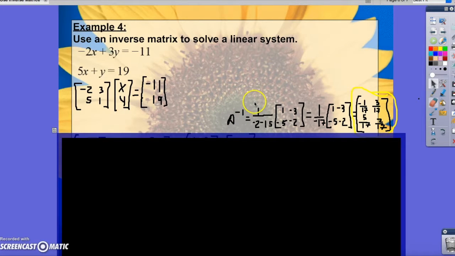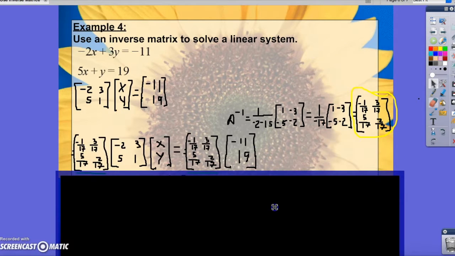So A to the negative 1, or the inverse of A, I take this, I do 1 over negative 2 minus 15, and I change my matrix. Now, I know this is not the greatest problem in the world, but the fraction or the scalar is 1 over negative 17. We have to multiply all 4 pieces by that, and we get this here.